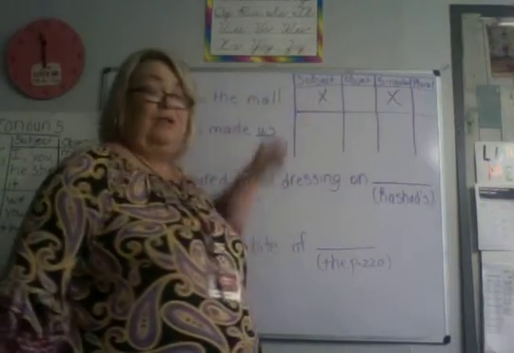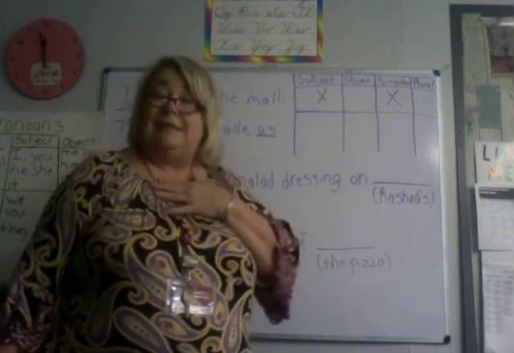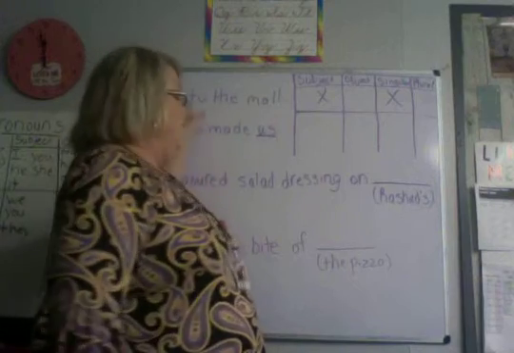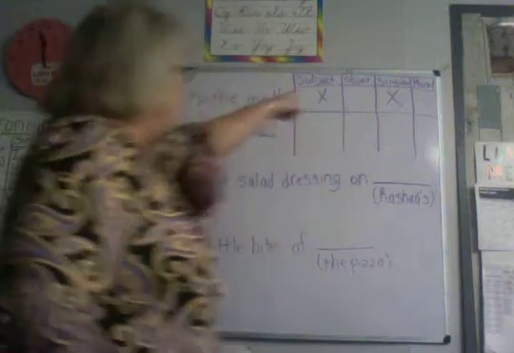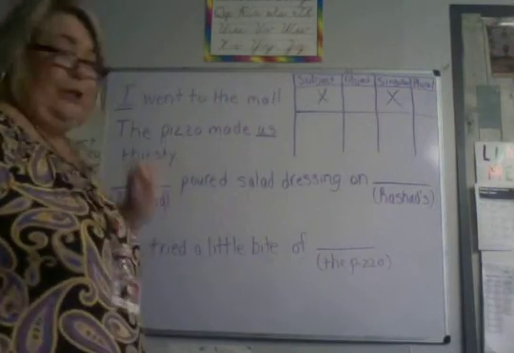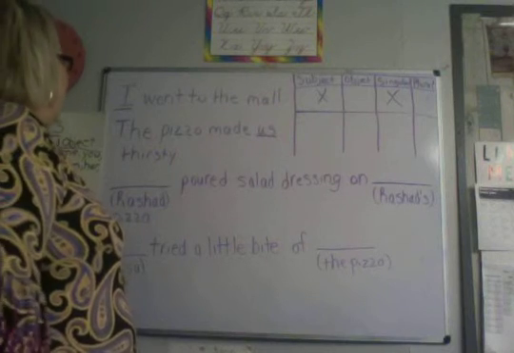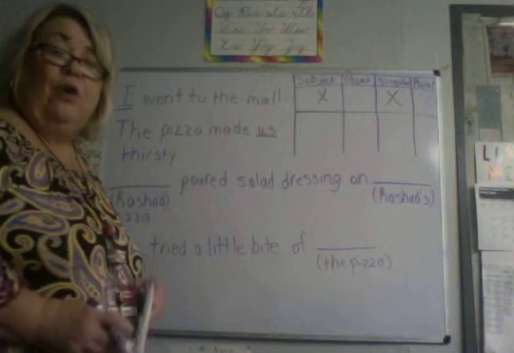I is the subject pronoun. I went to the mall. That sentence is about I. I went is the verb, to the mall. I am one person. Subject, singular. The next sentence says, the pizza made us thirsty. That's number 5 on your page.